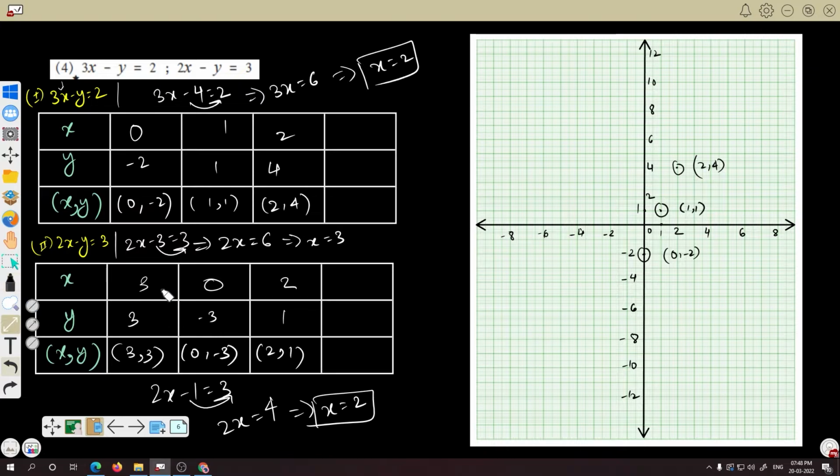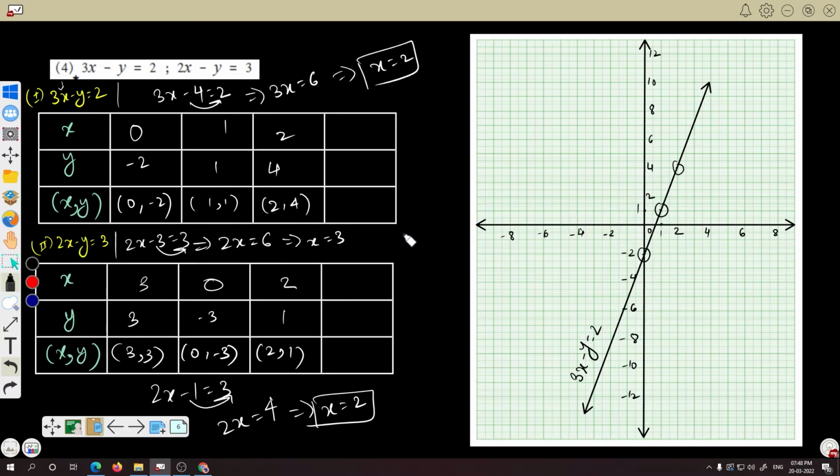Now to plot the graph, I will join all the points. This is the required line. Make sure that the points lie on the line. This is very important. Now as I know, this line represents the first equation, so just copy the equation. 3x minus y is equal to 2. I hope this is clear to you. Before plotting the graph for the second equation, I'll remove the coordinates.